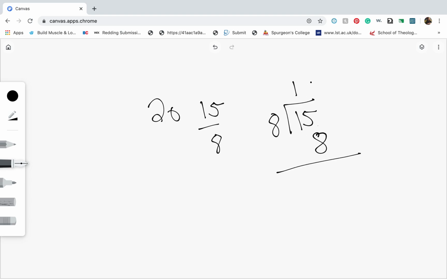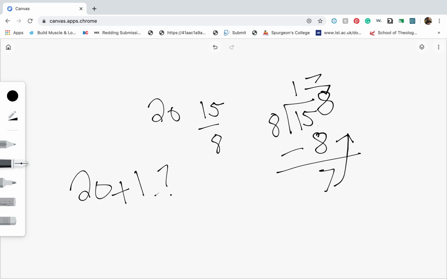So 8 goes in 15 once without going over. 15 minus 8 is 7. So I know 8 can't go into 7 because it's bigger. So now what I do, if you remember, I take my remainder, that becomes my fraction's new numerator, and then my divisor, or the number outside the house, becomes my denominator. So then my problem becomes 20 plus 1 and 7/8. I add the 2 whole numbers together, and I get 21 and 7/8.